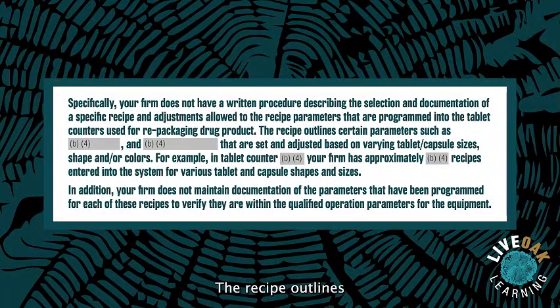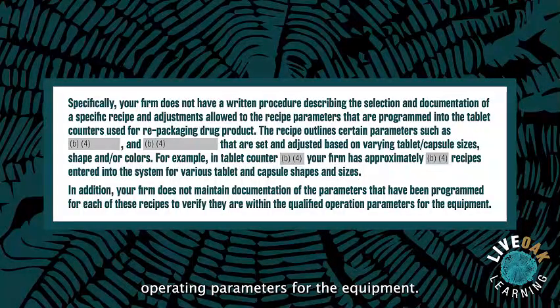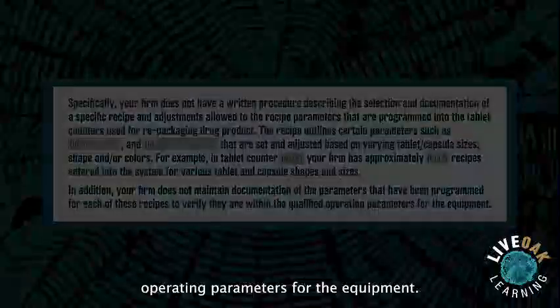The recipe outlines certain parameters, such as these things and these things, that are set and adjusted based on varying tablet capsule sizes, shape, and/or colors. For example, in tablet counter this, your firm has approximately so many recipes entered into the system for various tablet and capsule shapes and sizes. In addition, your firm does not maintain documentation of the parameters that have been programmed for each of these recipes to verify they were within the qualified operating parameters for the equipment.